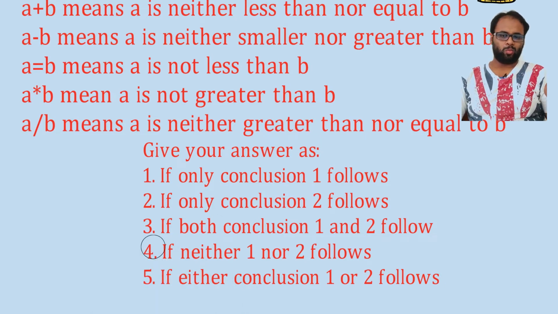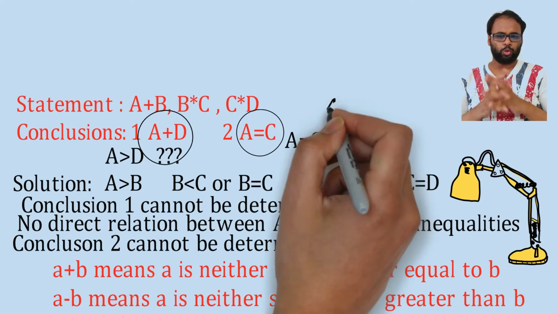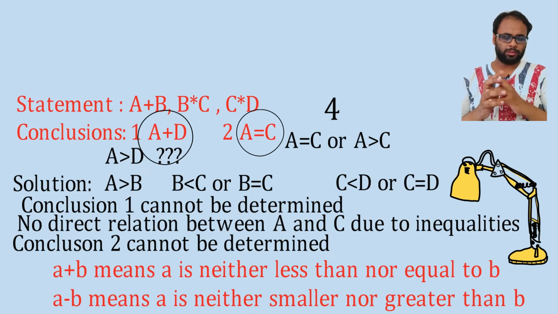Okay. And what is that option? That option is option number 4, if neither 1 nor 2 follows. So we cannot follow any of the conclusion. So option 4 is the answer. That's how you solve it. Okay, I hope you understand it.